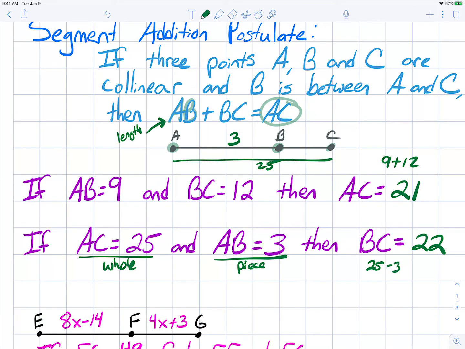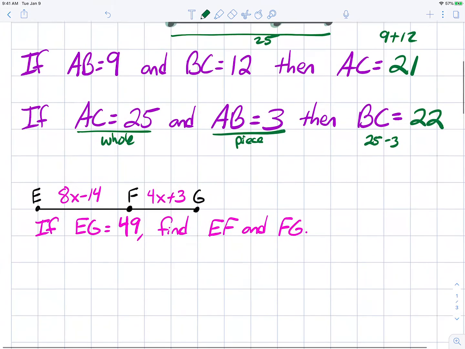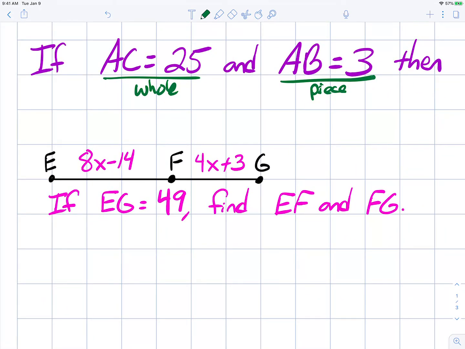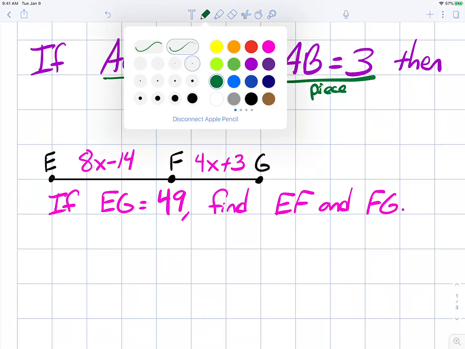So now, not all of our problems are going to just be numbers. Some of them are going to have variables. So for instance, we have the collinear points of E, F, and G. We have the length of segment EF is 8x minus 14, and the length of segment FG is 4x plus 3. Now I'm going to model something you're going to see on your assignment.